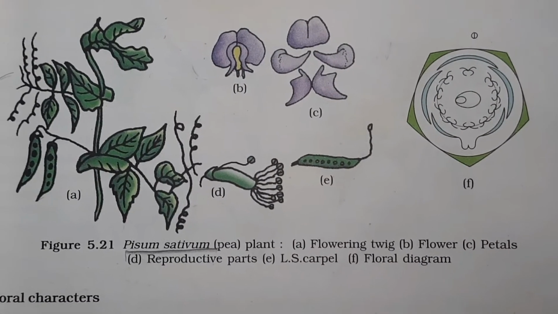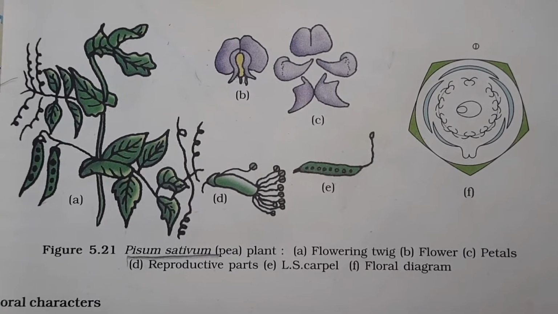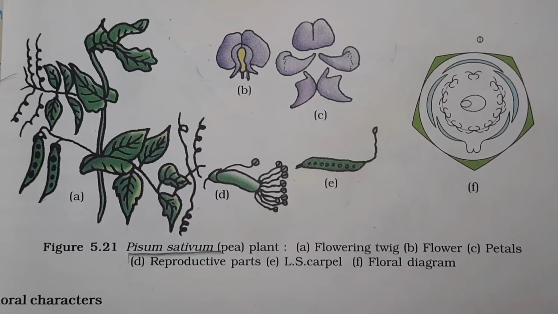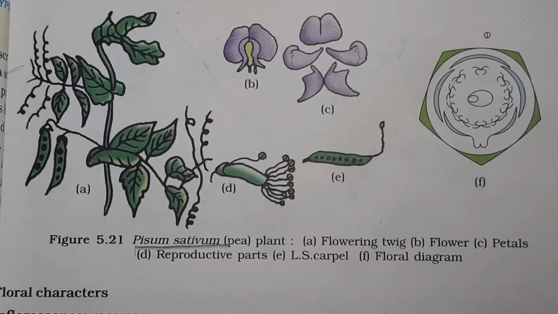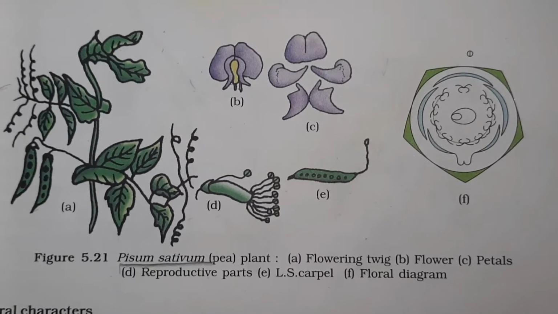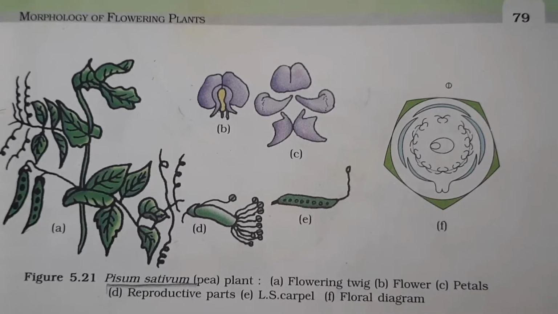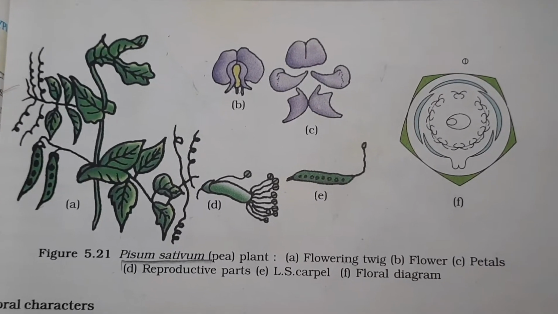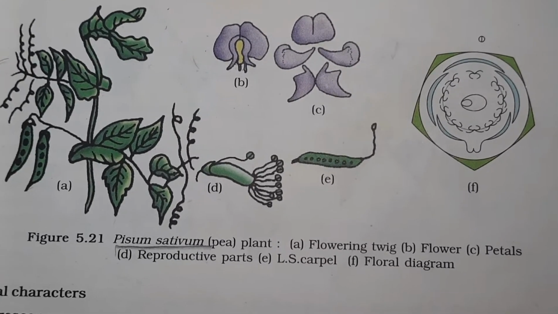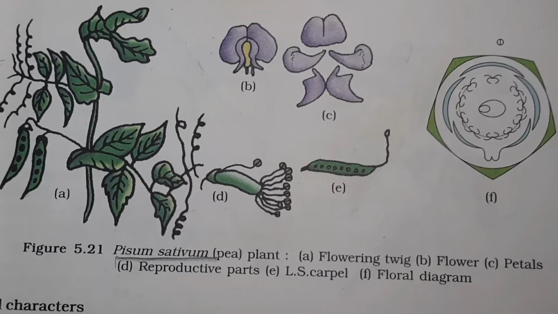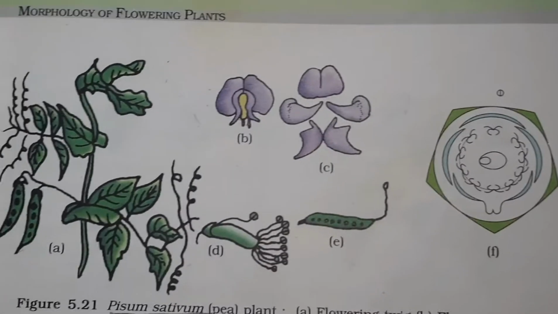Hello everybody. In this video we are going to study the Fabaceae family, and we are also going to dissect one flower which belongs to this family, and the flower is of pea plant, Pisum sativum. We all know that Pisum sativum is the best example of Fabaceae family. So before dissecting the flower, let's study some fundamental characteristics of this family and also the floral diagram and the floral formula of the family.